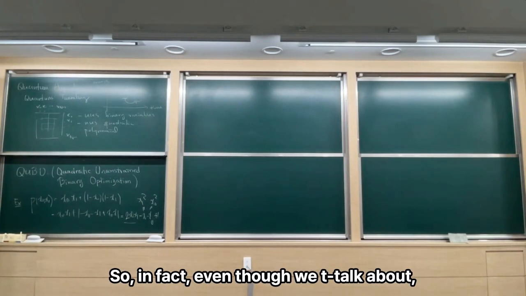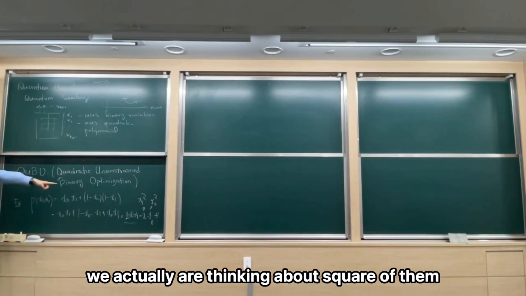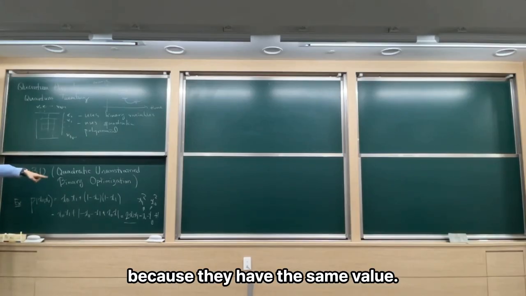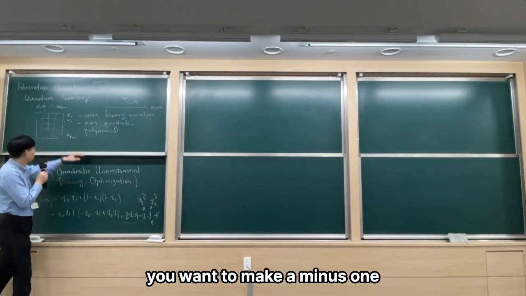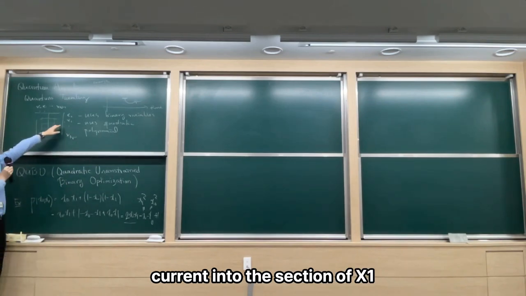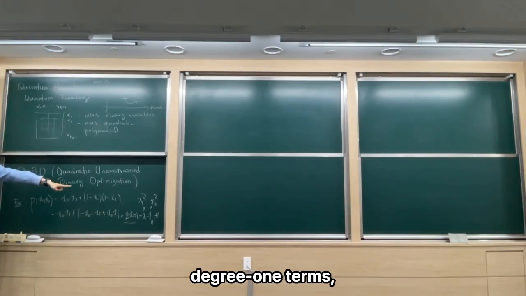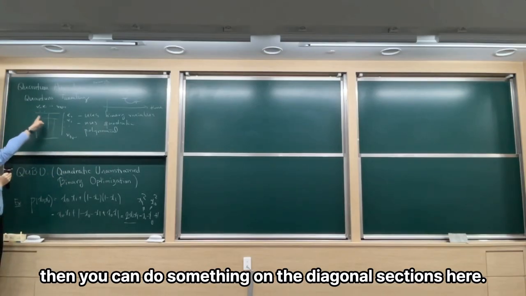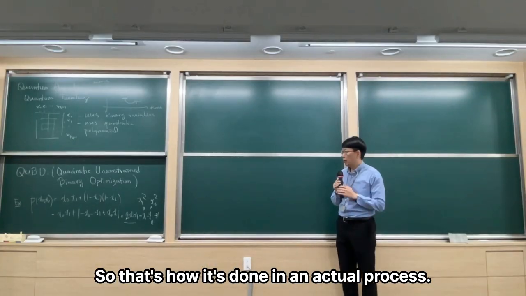So in fact, even though we talk about x1 and x0, we actually are thinking about the square of them because it has the same value. So when you want to make minus x1, you want to make a minus 1 current into the section of x1 and x1 right here on the diagonal, right? So whenever you have degree 1 terms, then you can do something on the diagonal sections here. So that's how it's done in the actual process.